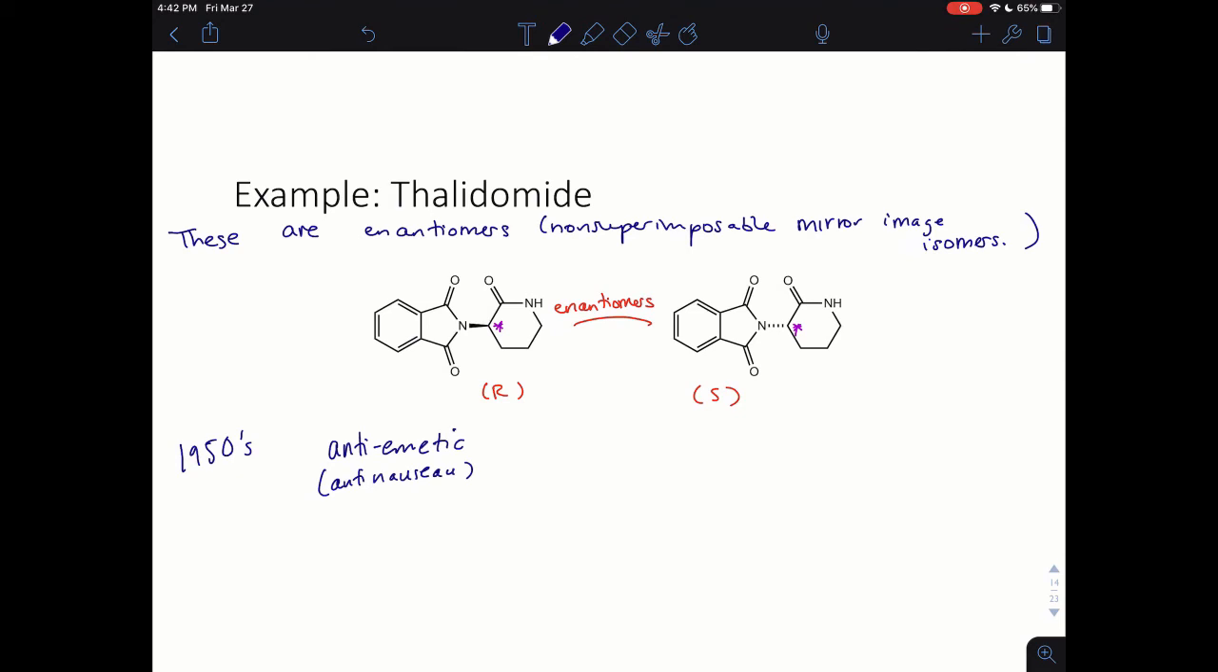Now, unfortunately, the S enantiomer causes limb bud apoptosis. What?